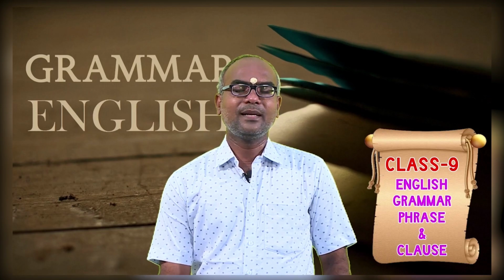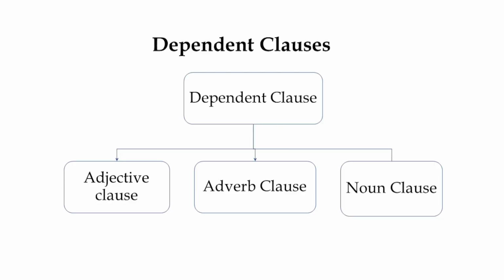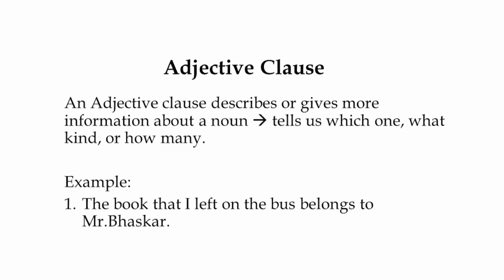Adjective clause, first one. Before getting into this, I would like to ask you a few questions. My dear students, what is an adjective? Yes, you are right. It is one among the parts of speech. It gives more information about a noun. Yes. So, definition of adjective clause. An adjective clause describes or gives more information about a noun. So, this is the definition of an adjective clause.